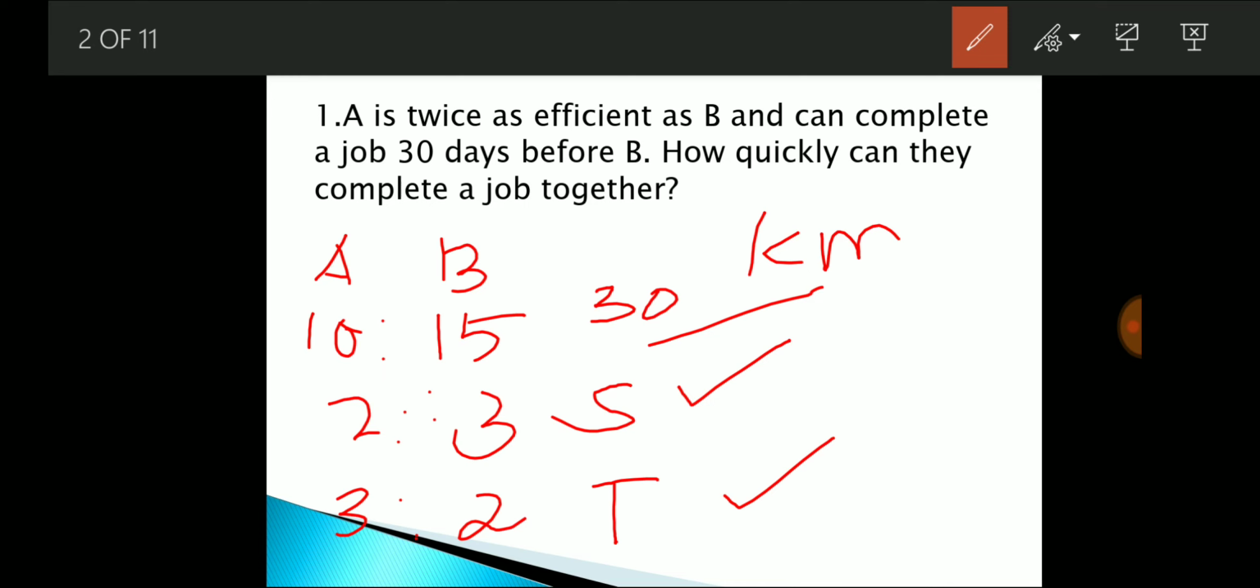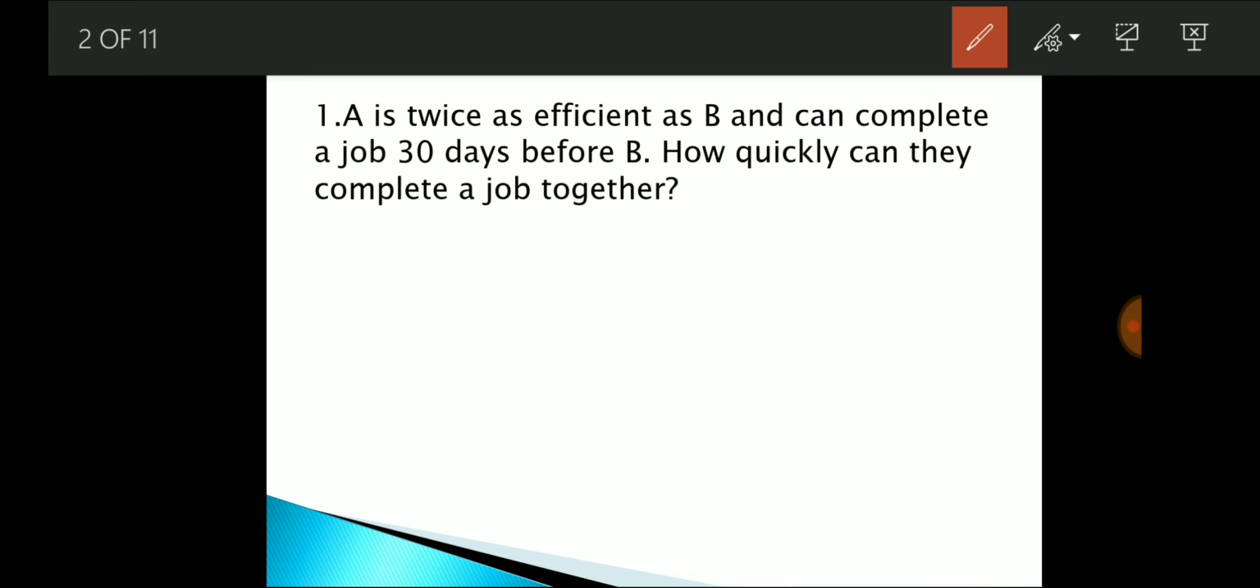So with that concept, we'll start solving this question. So let's get started. Our first question says A is twice as efficient as B. So there are two people, A and B, and A is twice as efficient as B, which means A is 2, B is 1. When we see this, we know that if efficiency is 2 is to 1, then time taken will be 1 is to 2. We can just write it down without even looking into the other part of the question, so that should be easy for us.